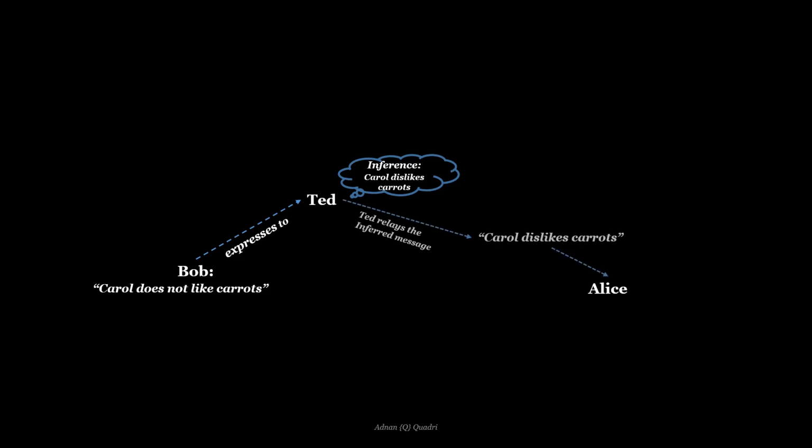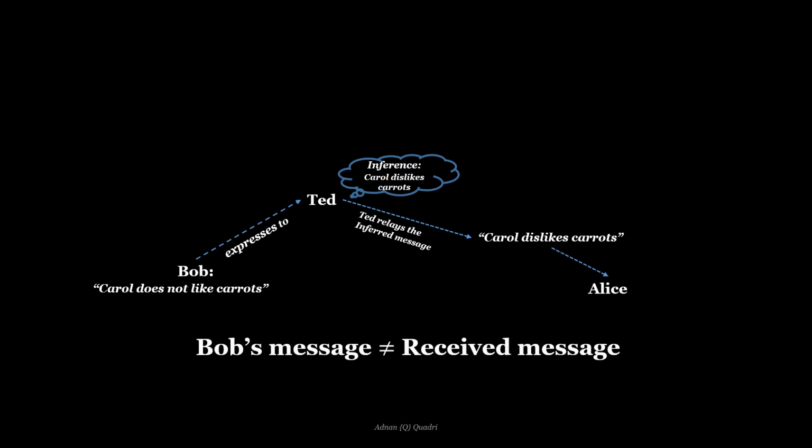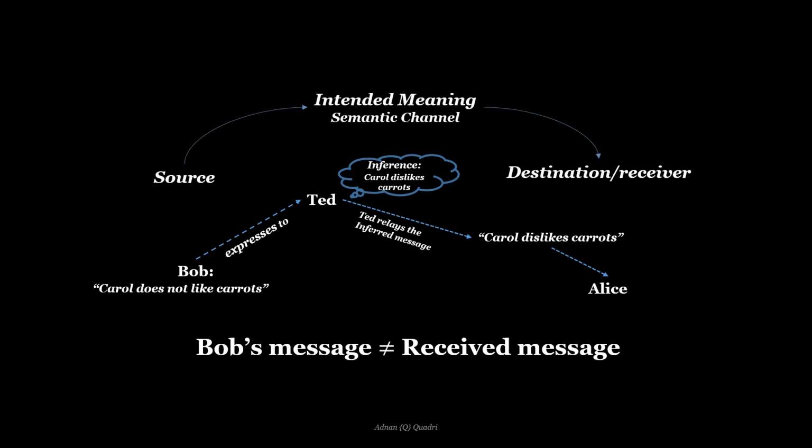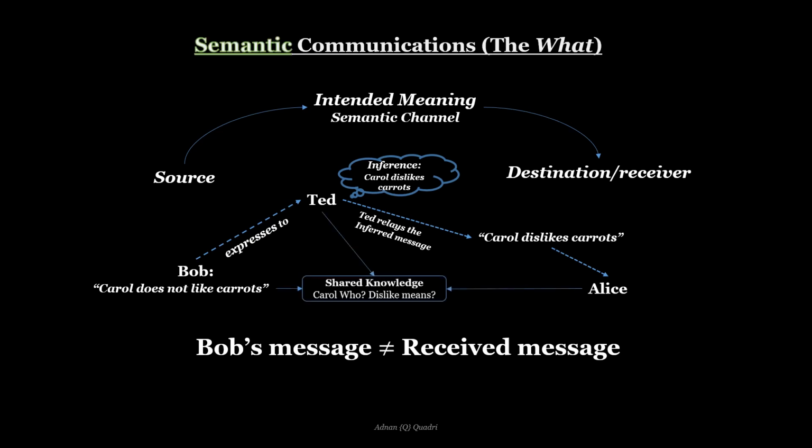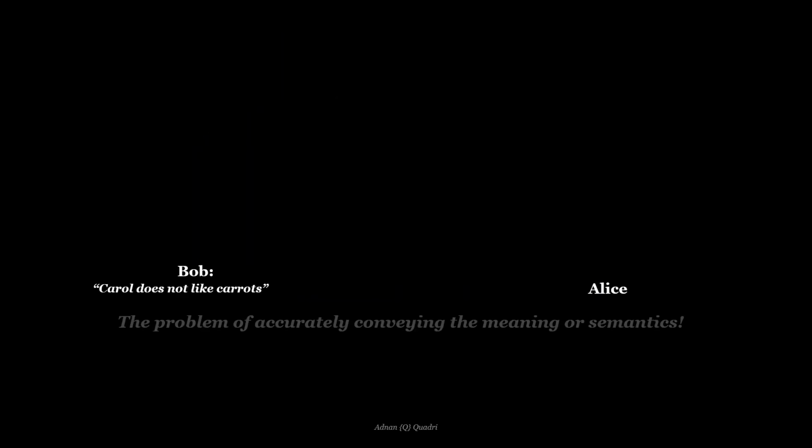Notice Alice did not receive the original message exactly as it is, but is still able to comprehend the intended meaning of Bob's message. This was possible because everyone involved knows who Carol is and what dislike means. And this is the type of communication I'm going to discuss here today, where we deal with the problem of conveying the semantics of the message rather than the exact message itself.